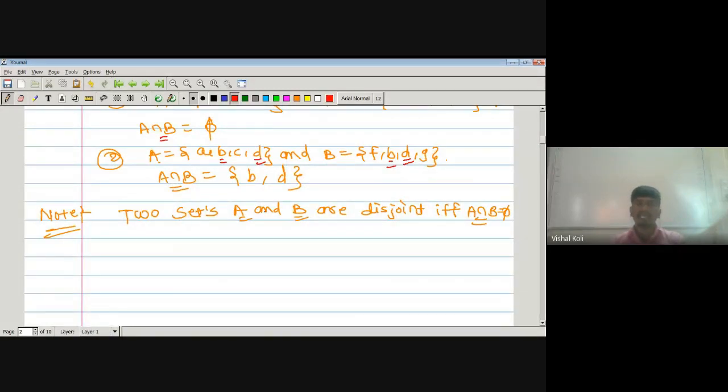Any two sets A and B are said to be disjoint if their intersection is equal to the empty set. Intersection equal to the empty set means there is no common element between these two sets, and then by the definition of disjoint sets, the corresponding sets will be disjoint sets. And if A intersection B is equal to the empty set, that is, there is no element common between the two sets, then the corresponding sets must be disjoint. Therefore, this will be an if and only if statement.